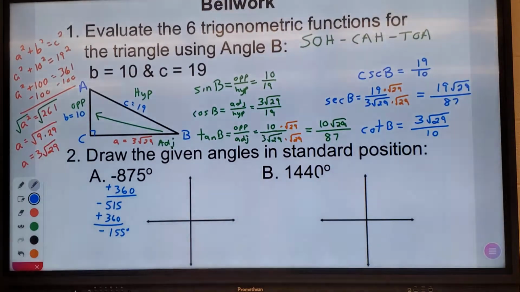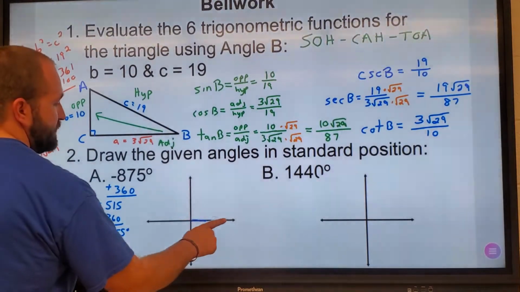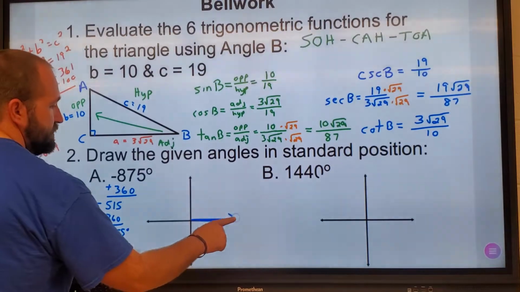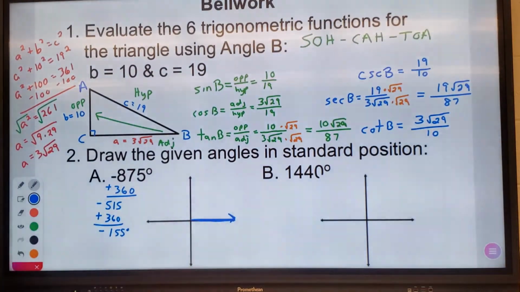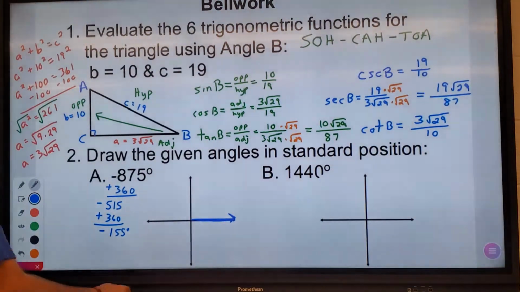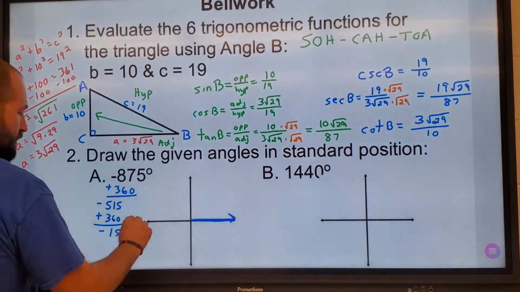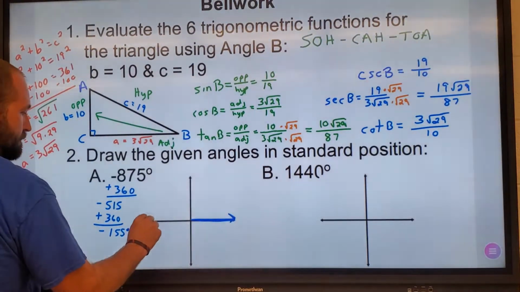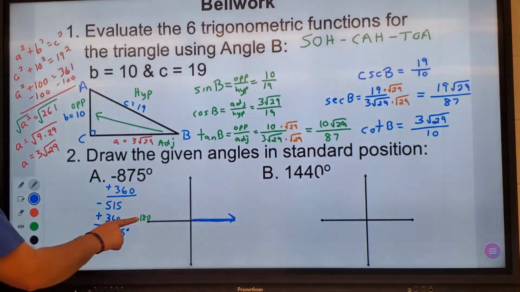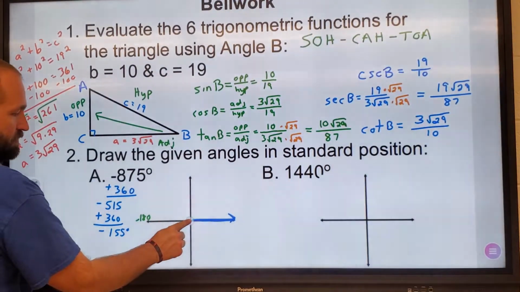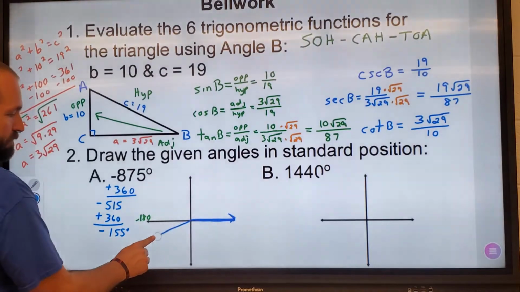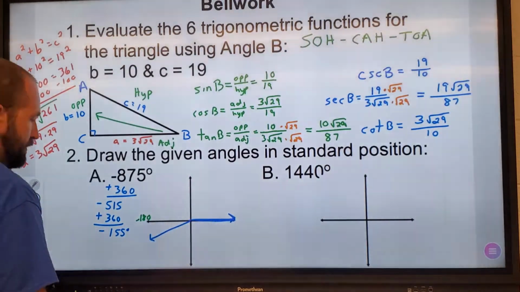Okay, so my initial side, again, is on the positive x-axis. Again, this line is always here. Negative 155, I have negative 90 if I go down first. This is negative 180. Okay, so I'm 25 degrees off of here. So I'm not too far. Okay, we'll call it there.